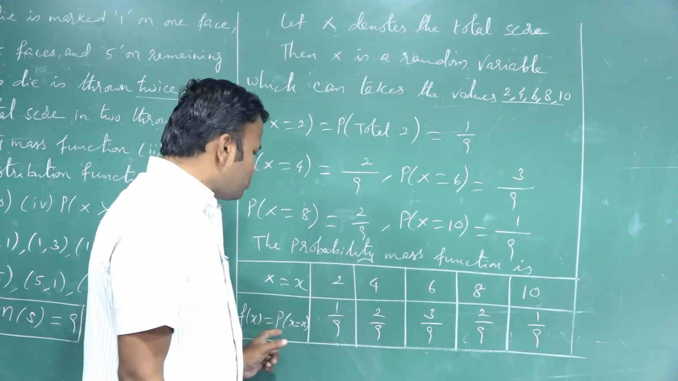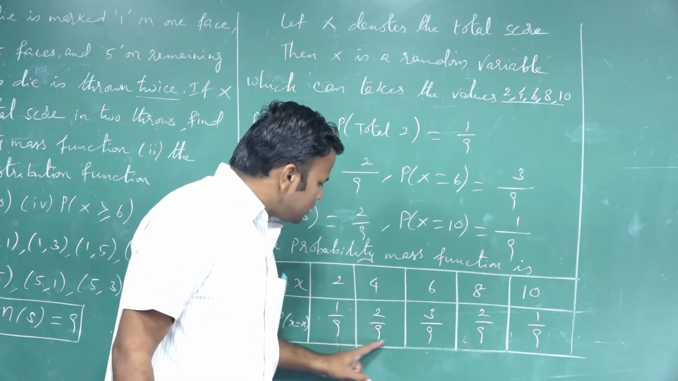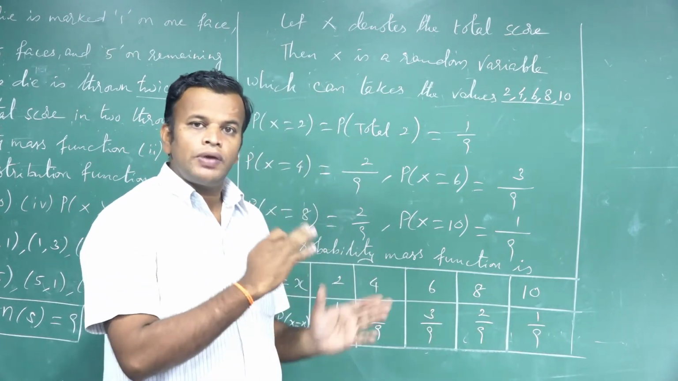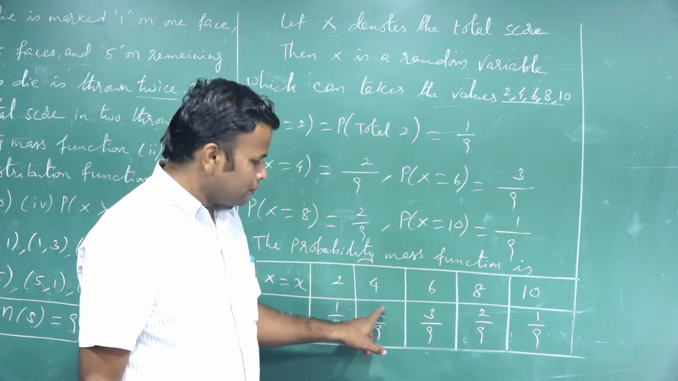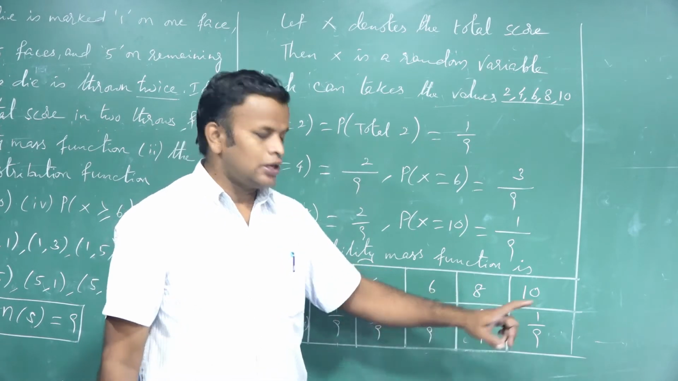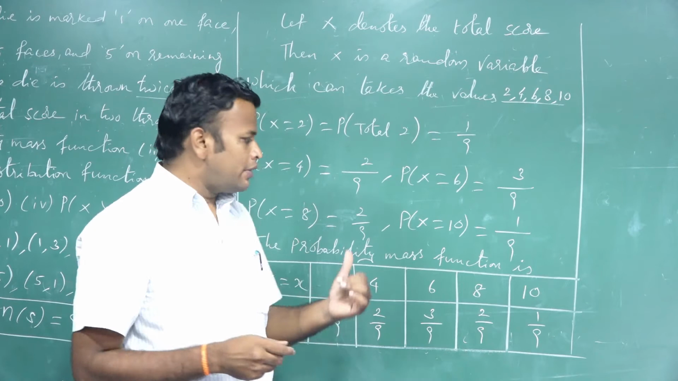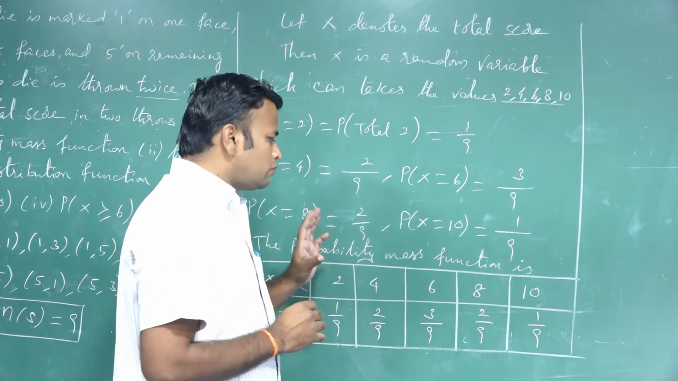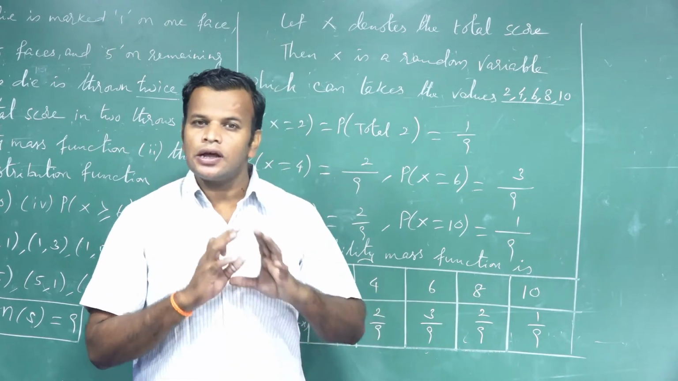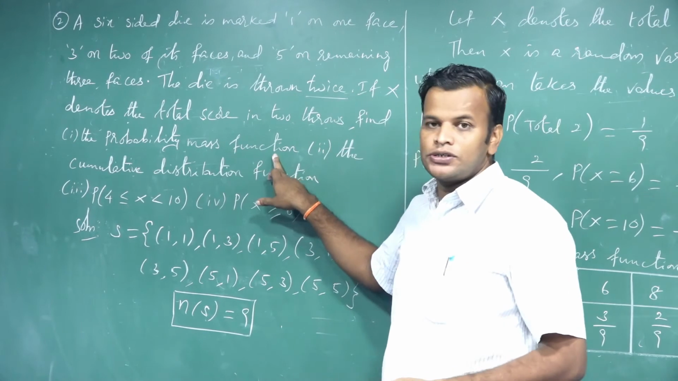Then we add all the probability values. You see, all the denominators are 9, so we add and get a denominator of 9. Numerator: 1 plus 2 is 3, then 6, 7, 8, 9. 9 by 9 is 1. If the total probability comes to 1, our answer is correct. So the first subdivision, finding the probability mass function, is completed.